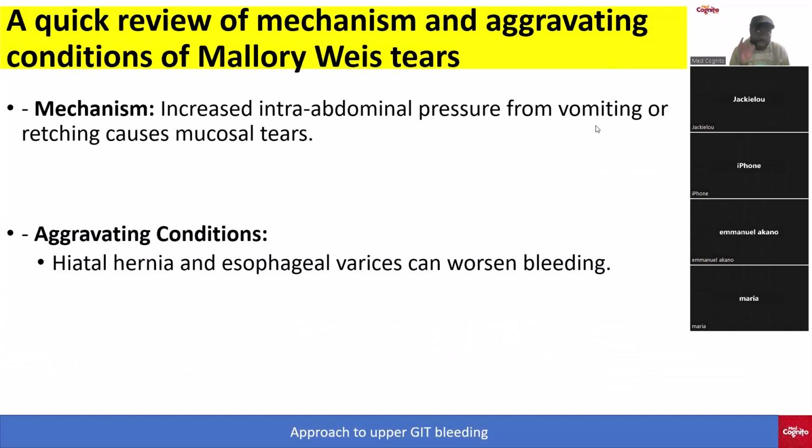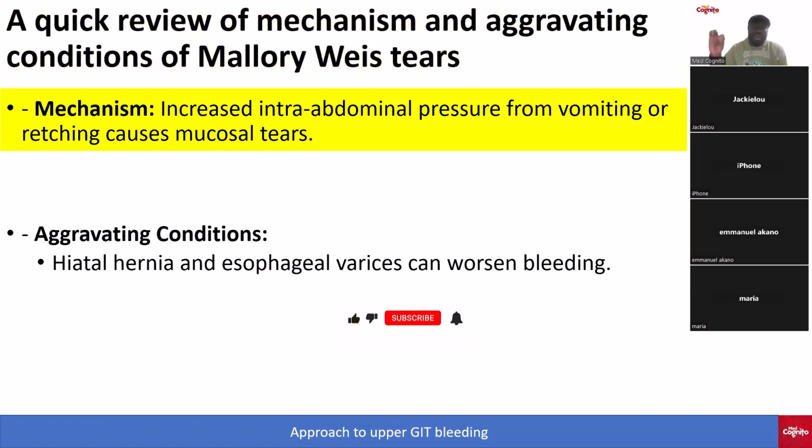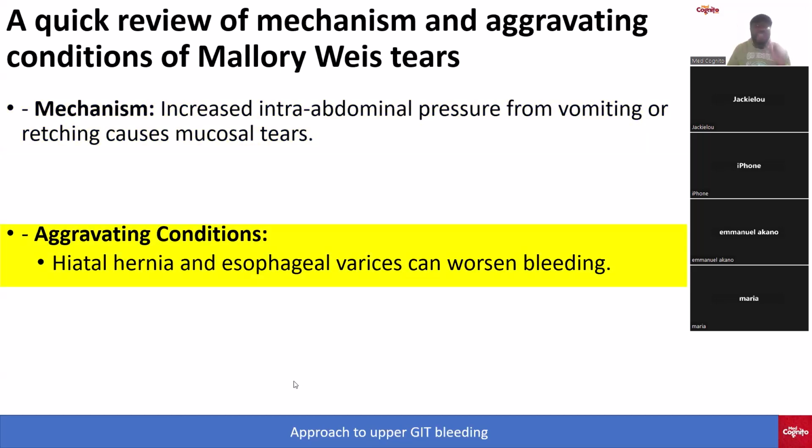Now, what's the mechanism and aggravating conditions of Mallory Weiss Tear? Increased intra-abdominal pressure from vomiting or retching causes the mucosal tears, right? So can you imagine, look at the stomach. The stomach is bigger, the esophagus is tiny. Now you have all the contents of the stomach wanting to force themselves out through the esophagus at one time. There can be a laceration, and that can happen. Now, if the patient has hiatal hernia and esophageal varices, these two can worsen the bleeding. So we have to know the risk factors, and you have to know the things which can worsen the bleeding in a patient with Mallory Weiss Tear.